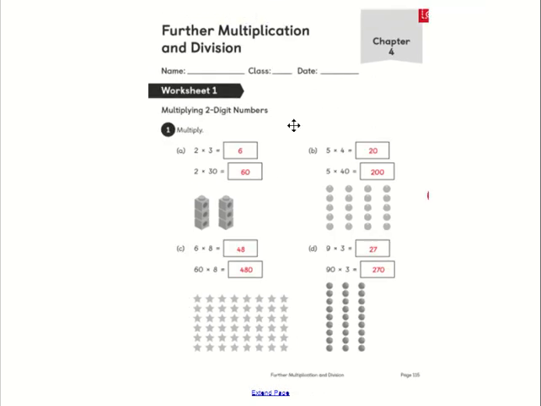Okay, well done everybody. We're now going to go through the answers. So the first answer to 1A is 2 times 3 equals 6. So if we know that 2 times 30 equals 60. Question B, 5 times 4 equals 20. 5 times 40 equals 200. C, 6 times 8 equals 48. 60 times 8 equals 480. D, 9 times 3 equals 27. 90 times 3 equals 270.